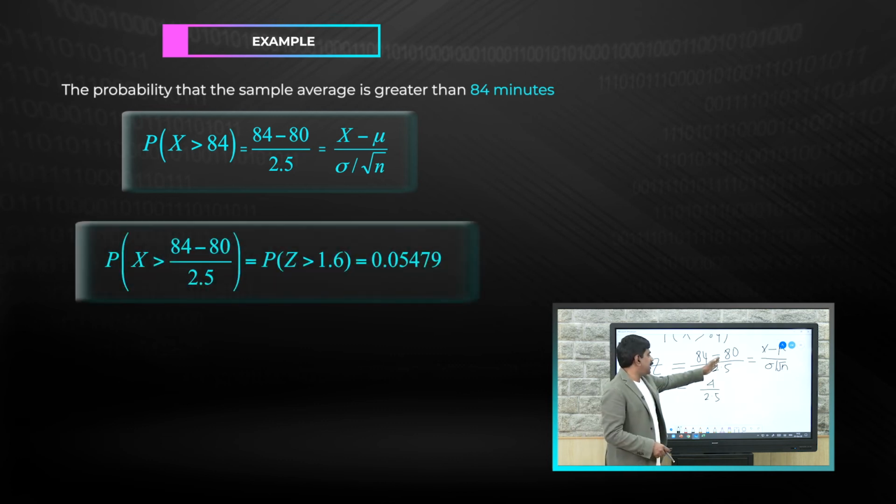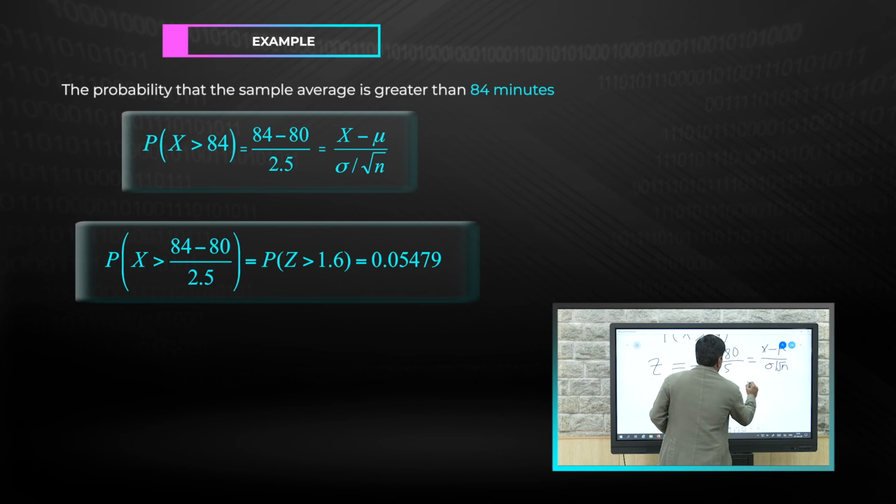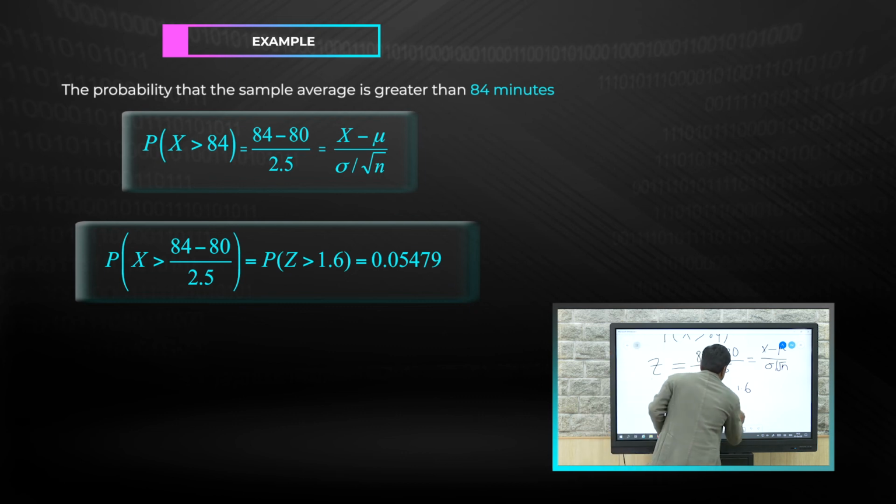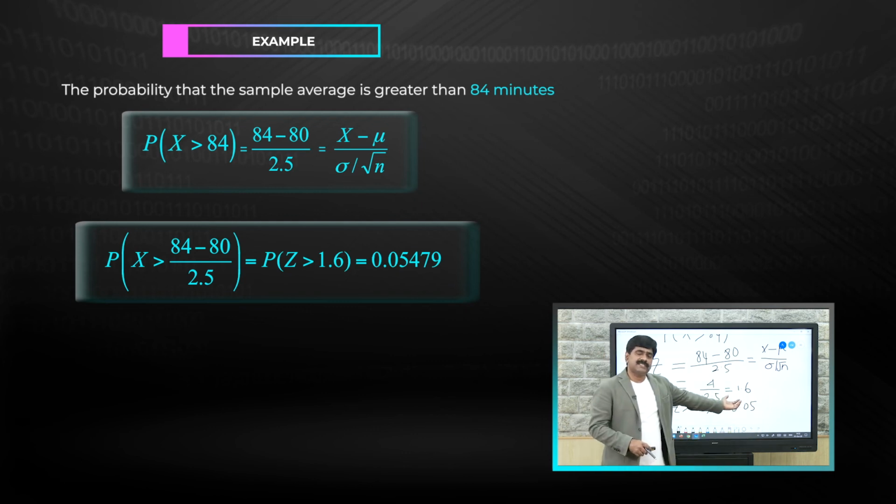So when we take 84 minus 80 divided by 2.5, we get 4 divided by 2.5, which is 1.6. So we can now calculate the probability Z is greater than 1.6. Using the NORM.DIST function, we get this probability as approximately 0.05. That means there is approximately a 5% chance that for a sample of 100 students, the average time they spend texting exceeds 84.